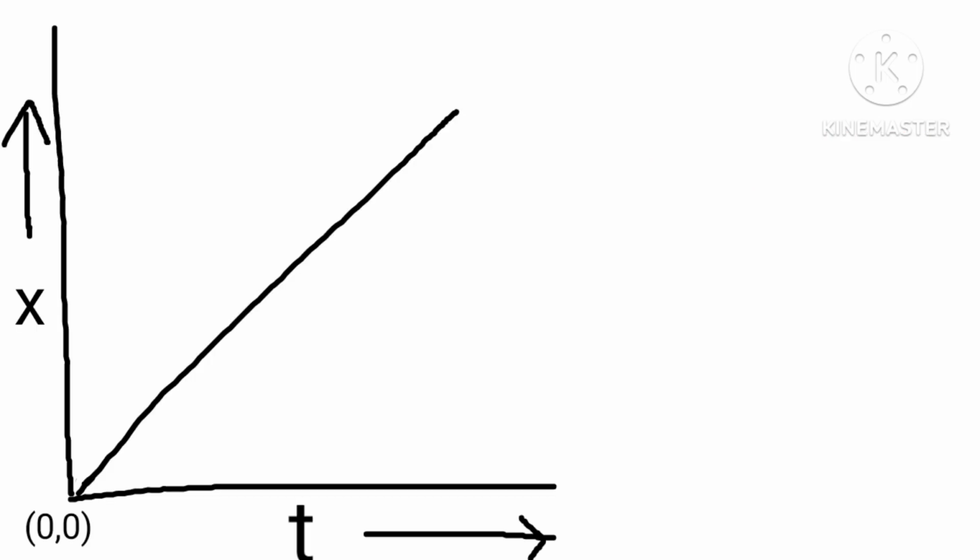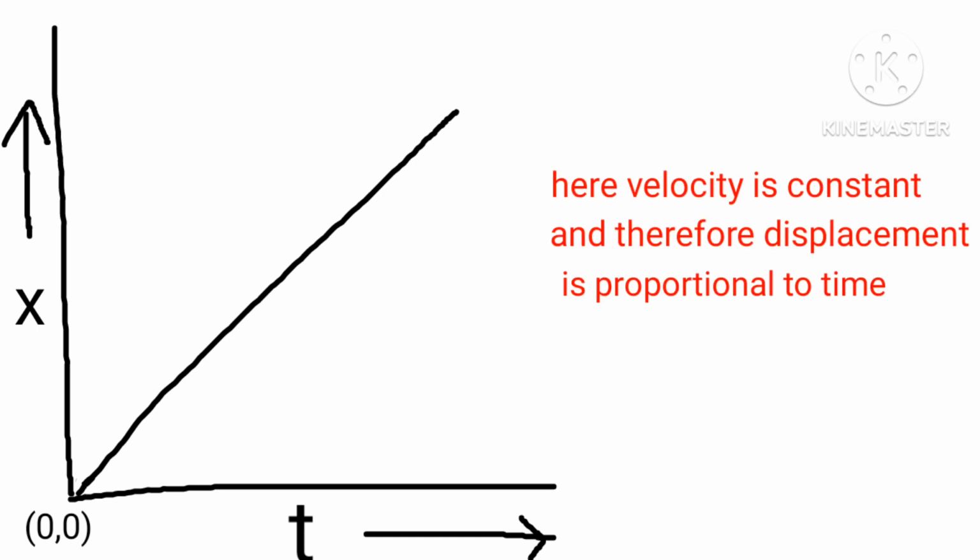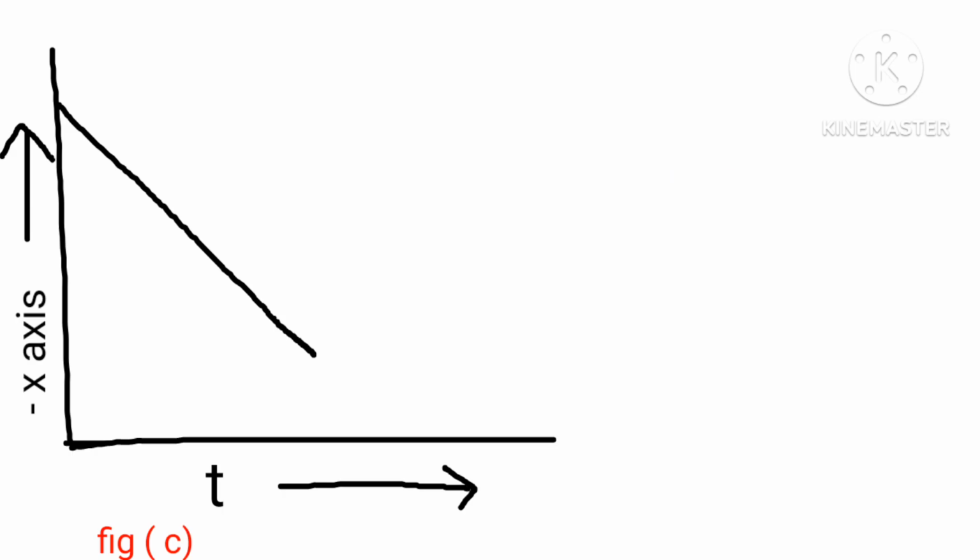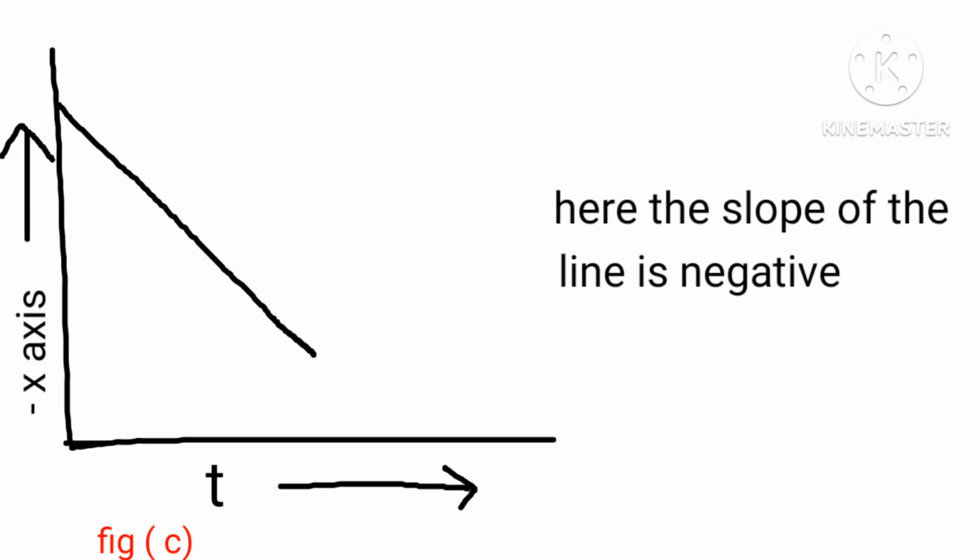Now look at the preceding figure, it shows the x-t graph for an object moving with constant velocity along the positive x-axis. Now as the velocity is constant here, therefore displacement is proportional to the time. Note that here the slope of this straight line is positive, and the speed is equal to the magnitude of the velocity. Figure C shows the x-t graph for an object moving along the negative x-axis, and therefore the slope of the line is negative.